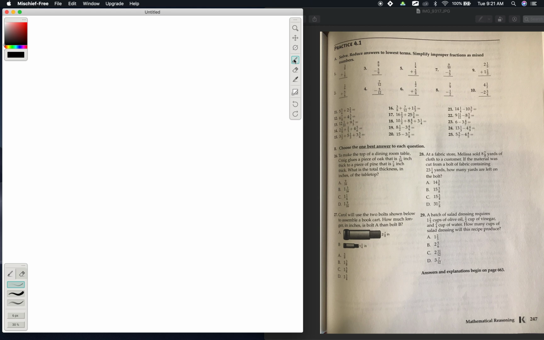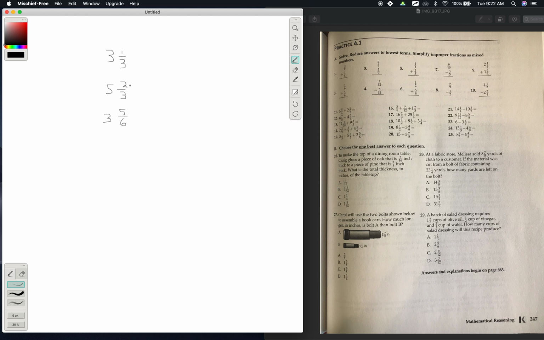Okay, next one we're going to work on is 15. Here we go. 3 1/3 plus 5 2/3 plus 3 5/6. Don't get intimidated by this extra number here. You pretty much do the same thing. Yes, it will take a little longer, but the concept is the same.